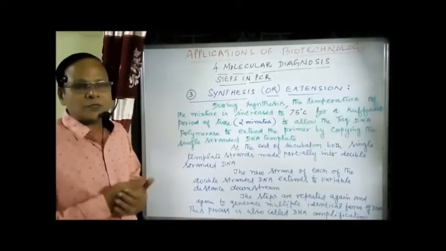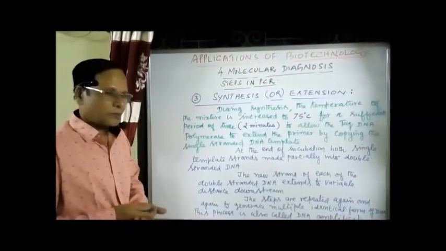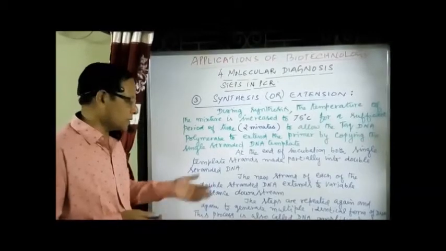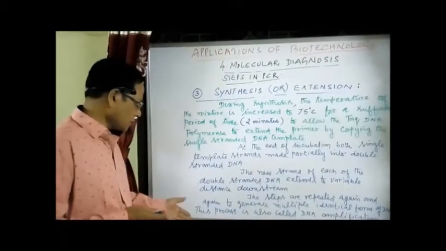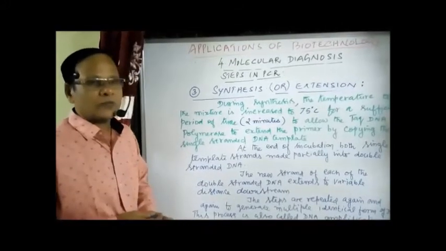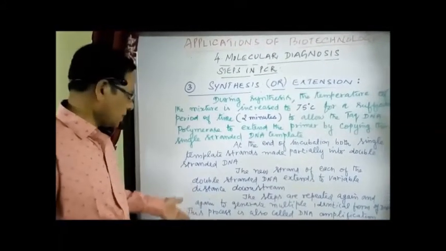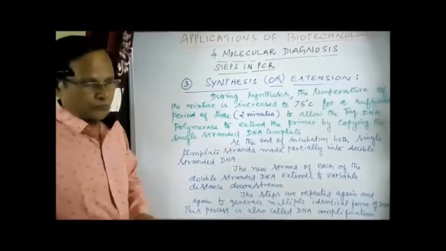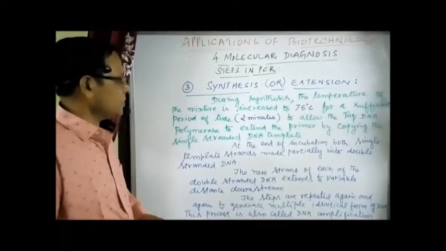So the process is repeated again and again to generate billions of copies, multiple copies of the DNA, in identical form. That's why this process is also called DNA amplification, production of billions of copies of DNA. Now I'll show the picture, now we can understand, a very simple picture as given in the book.